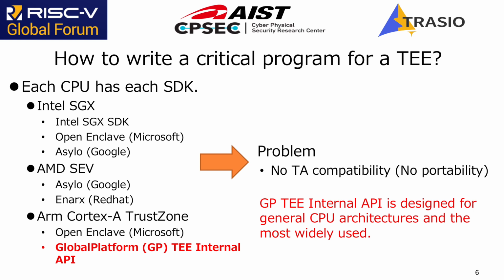GlobalPlatform TEE internal API is used on ARM Cortex-A. Unfortunately, each SDK does not have compatibility. Among them, only the GP TEE internal API is designed not only for TrustZone, but also for general CPU architectures.